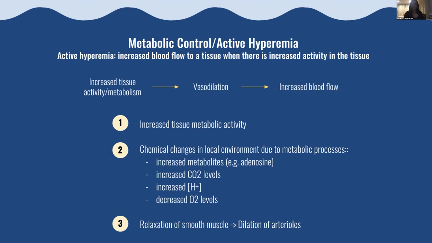So the first step is the increased tissue metabolic activity, and that's going to release a bunch of chemicals. So these are the key ones. So you can have certain metabolites, and you're going to have increased CO2 just because of the use of energy and glucose. You're going to get increased H+, and you're going to get decreased oxygen. And these chemicals that are released is going to cause the smooth muscle around your arterioles to relax, which will cause your arterioles to dilate.